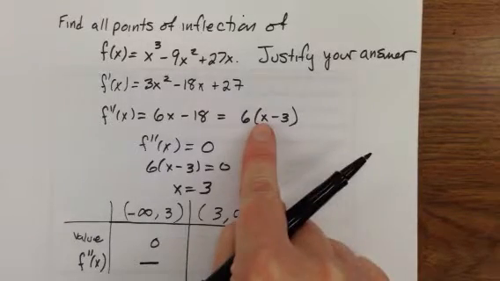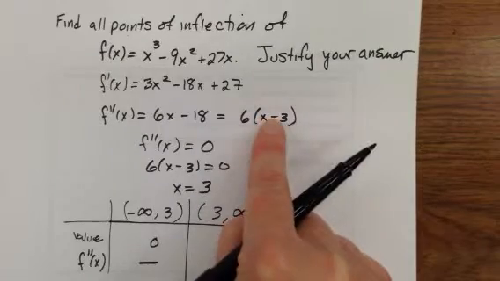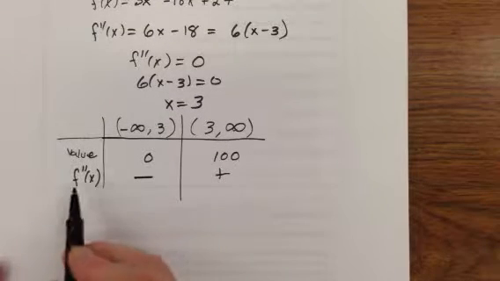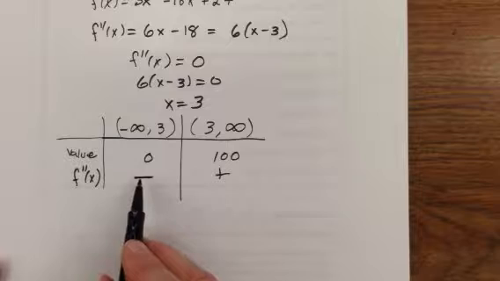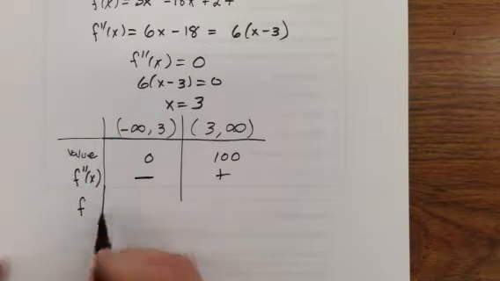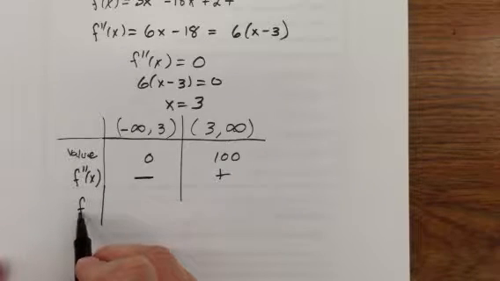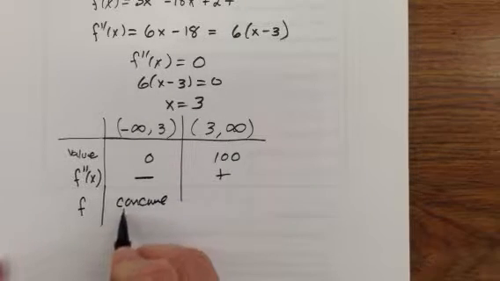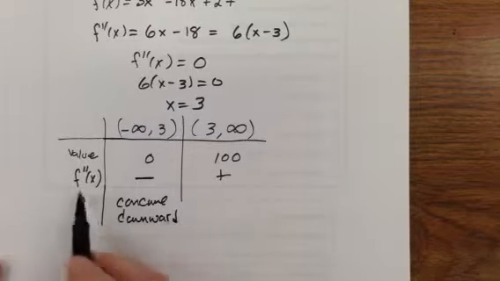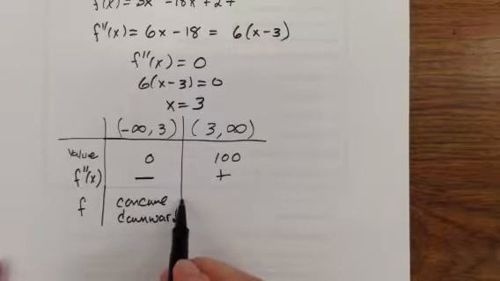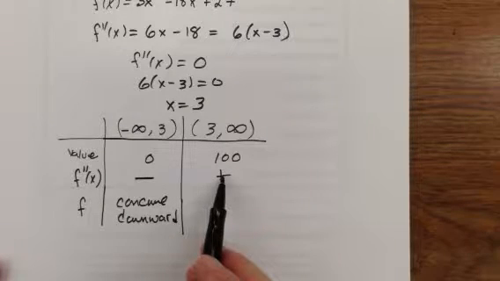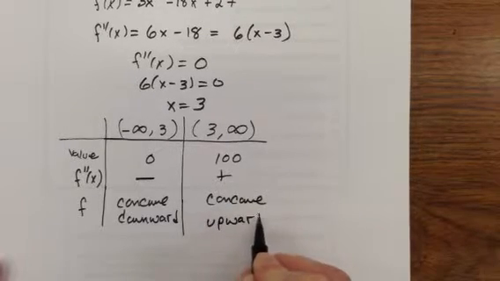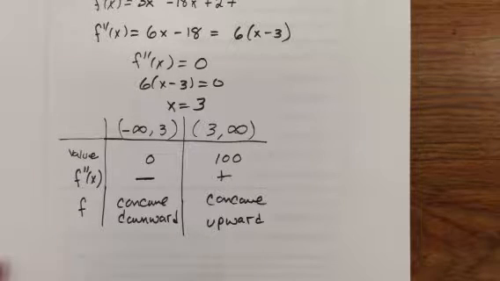Taking 100, filling it into the second derivative, 100 minus 3 is clearly positive. That's a positive value. So, here's what we have now. The second derivative has changed sign. The second derivative, two derivatives away, will tell us that the original function is concave downward because the second derivative is negative. F is concave downward. Because the second derivative is positive on this interval, that makes F concave upward. So we have a point of inflection when x is 3.